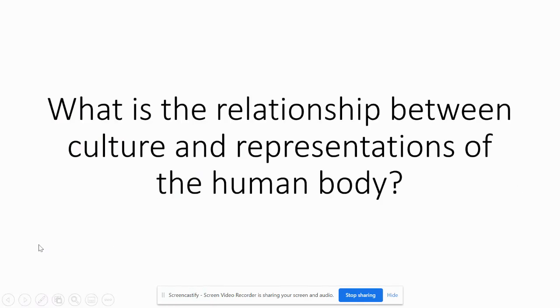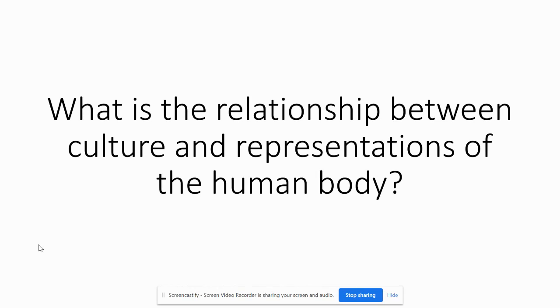But here is our theme for this unit, the body in art. It is one that I am super excited about, and our question this unit is, what is the relationship between culture and representations of the human body?